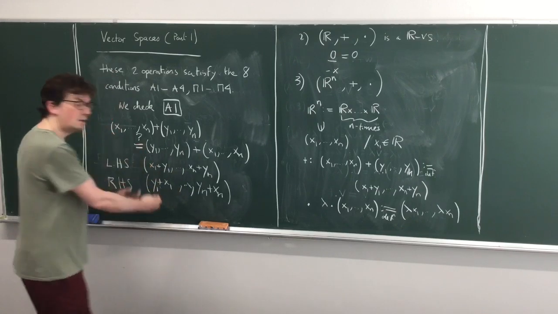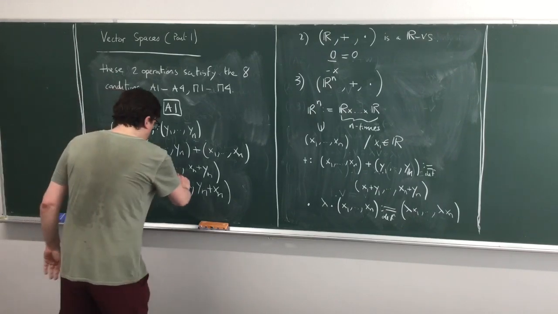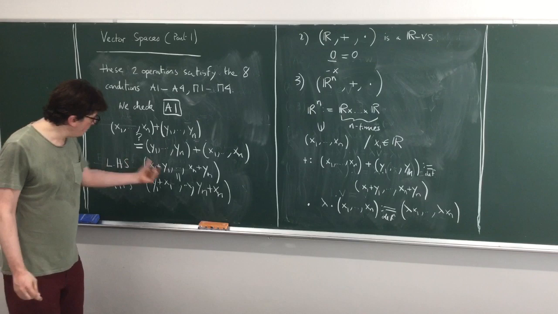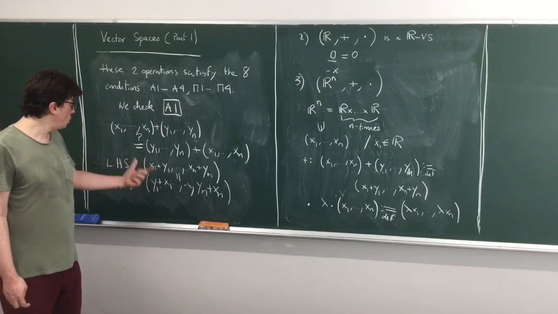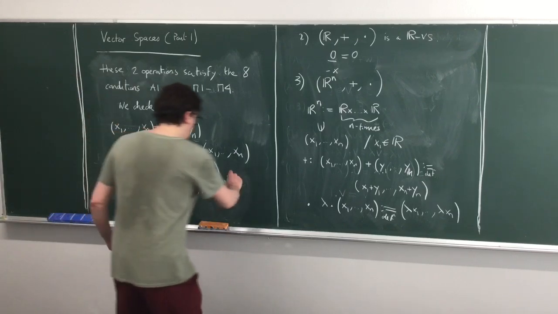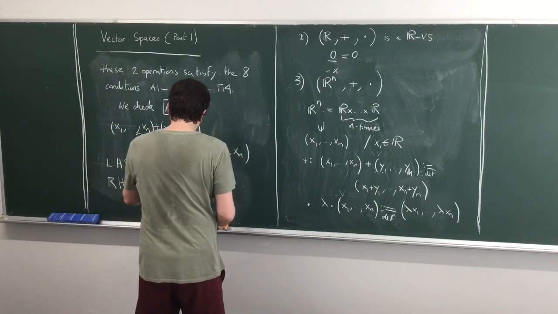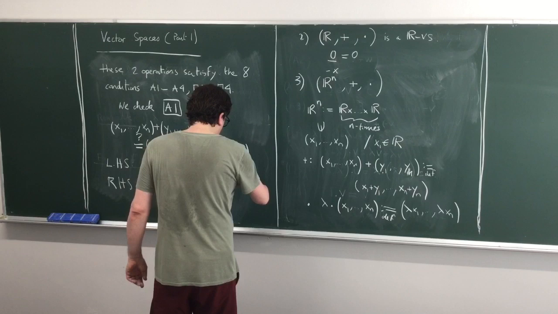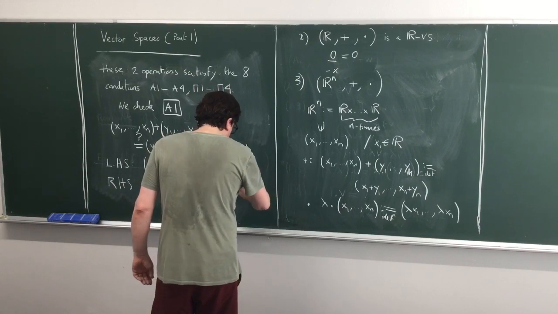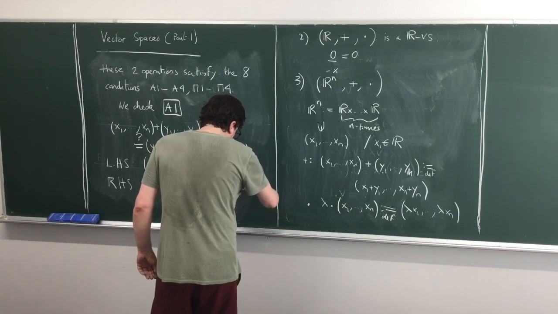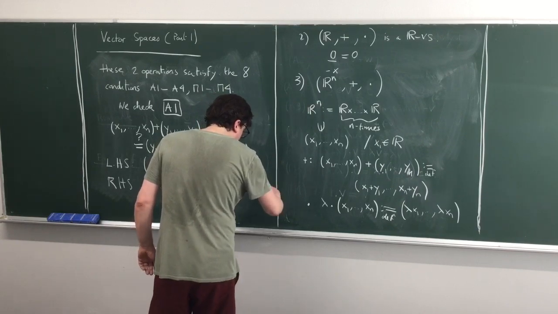But now, are they equal? Yes, they are equal. Why is that? It's because component-wise, the addition in R is commutative. So the explanation of why they are equal is because addition in R, in fact, satisfies A1.